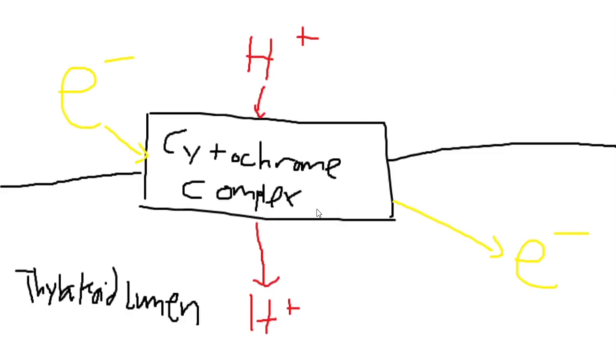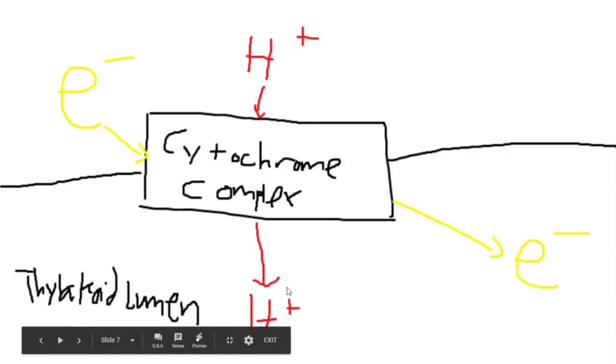Now, the cytochrome complex. So as electrons are falling, basically this is an exergonic process, so energy is released. The cytochrome complex uses this energy to pump H plus from the stroma into the thylakoid lumen. Again, more H plus into the lumen. You'll see why this is important later.